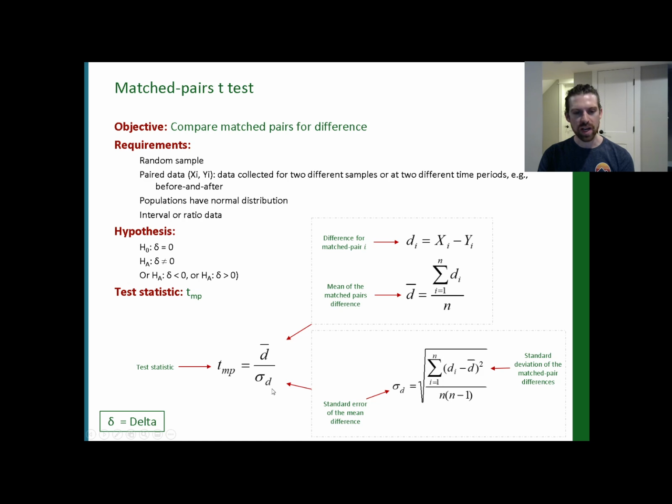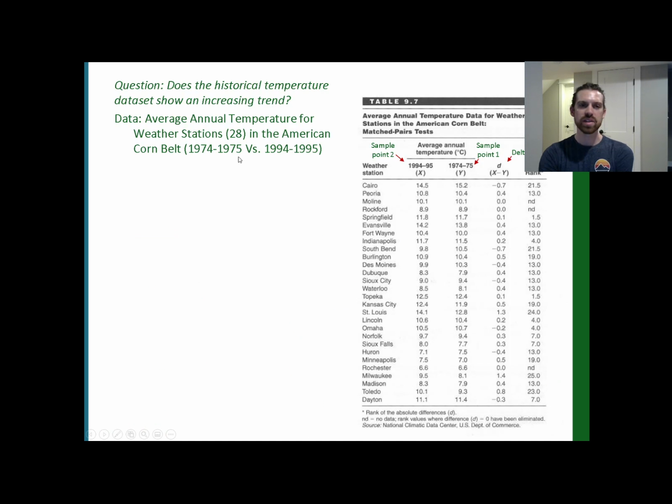For the denominator, what we have is this standard error of the mean difference, which sounds really scary, but it's very similar to what you've calculated before. This is just the standard deviation of those matched pair differences, okay? So you should know how to calculate this now. Let me give you an example, okay? So let's use the example from the book.